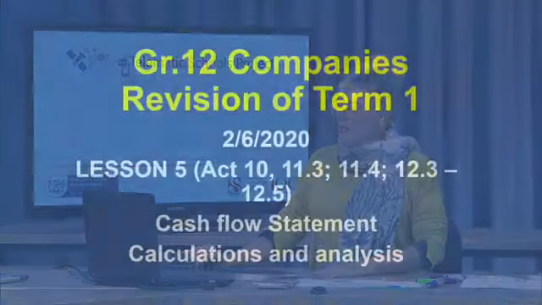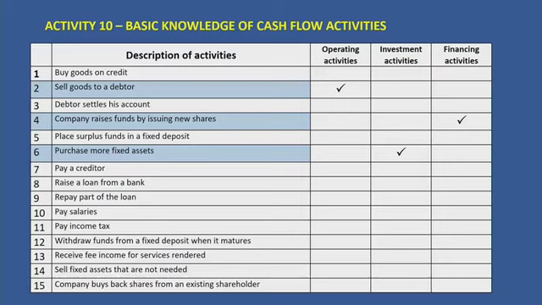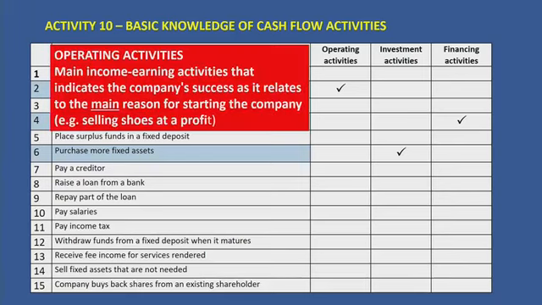We start here with, like I said, activity 10, which is basic knowledge of cash flow. I have just shown you here 3 of the answers. And for example, operating activities are income earning. So you should be thinking now of the income statement. What part of the profit or the income converts to cash, and that is also the main reason for starting the company.